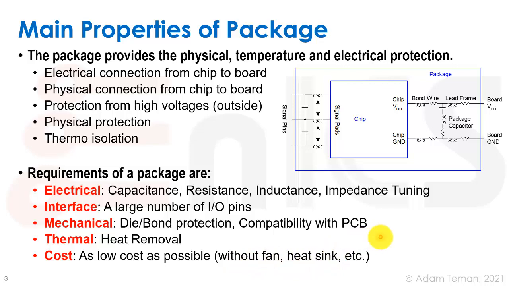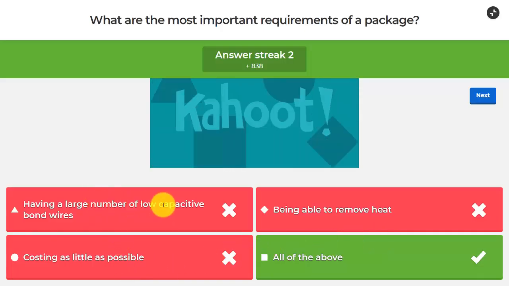heat sink, etc. So going back to our answers, having a large number of low capacitive wire bonds, so that is two things. We want to have a large number of connections, and we want them to have as low capacitance as possible. It has to be able to remove heat. That's maybe the most important feature of the package, and it's one of the things that makes some packages more expensive than others, is what its heat removal capabilities are, and costing as little as possible. So of course the cost of the package is going to bring up the cost of the chip, so we want it to cost as little as possible.